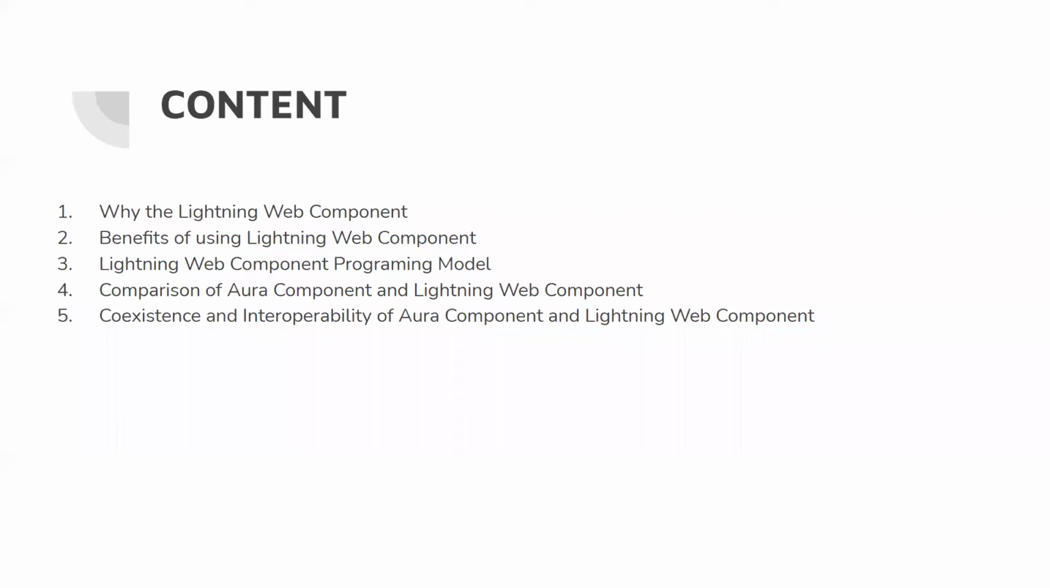So first we discuss the content of this part, what we are going to discuss. Firstly, we are going to see why we are going to use the Lightning Web Component. In the second scenario, we talk about the benefits of using Lightning Web Component. Then we talk about the Lightning Web Component programming model, and after that we look into the comparison of our Aura component, or as we call it the Lightning component, and the Lightning Web Component. Then we talk about the coexistence and interoperability of Aura component and Lightning Web Component, that is, how we can work together with both Aura component and Lightning Web Component.